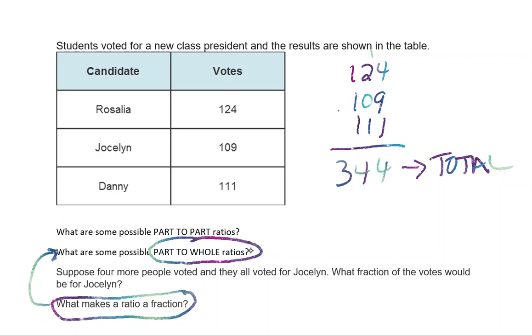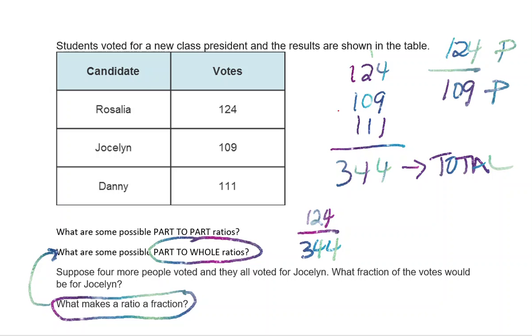A part to whole can say, all right, well, what fraction of the votes did Rosalia receive? Rosalia received 124 out of 344. So yes, that is a part-to-whole ratio, and it can be called a fraction, whereas if we said 124 to 109, that is a part, Rosalia's part, to part, Jocelyn's part, and that is not a fraction. What fraction of the votes did Danny receive? Danny received 111 out of 344.